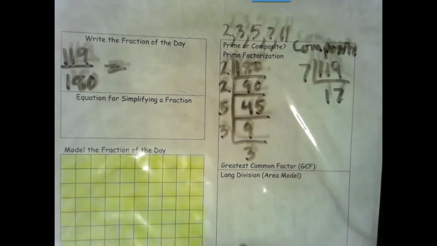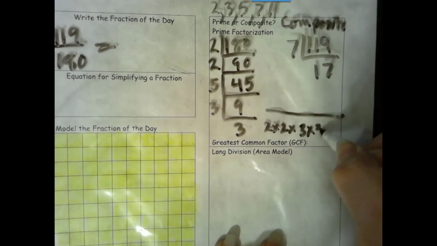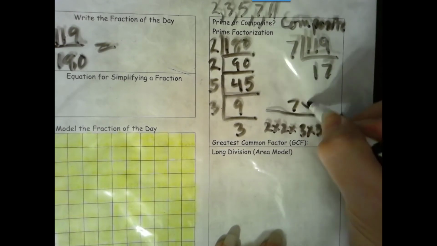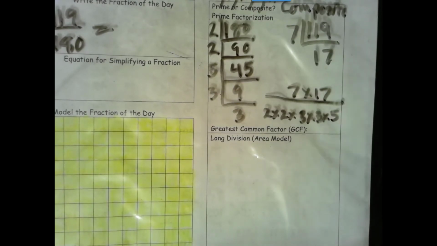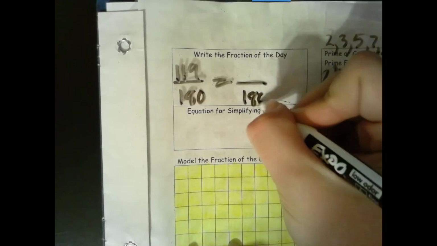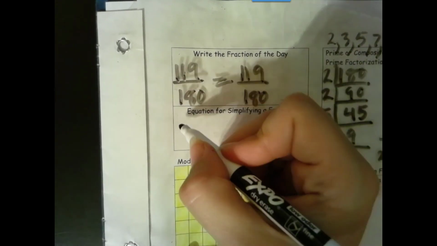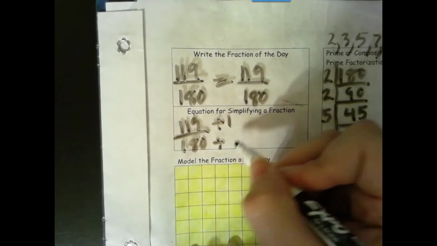So we are done. Let's go ahead and get down our prime factorization from least to greatest. 2 times 2 times 3 times 3 times 5, and 7 times 17. Do we have any common factors? No 2s, 3s, or 5s, no 7s or 17s. That means our greatest common factor is 1. Let's make our groups of 1. Done. How many total groups of 1 do we have? We have 180. How many are shaded in? 119.